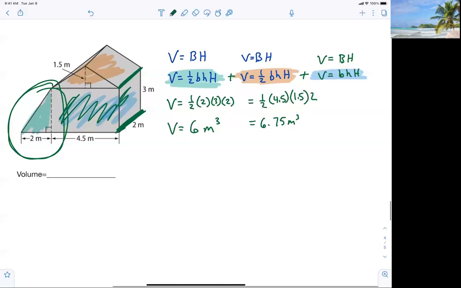Now I need the rectangle. What are the dimensions of the rectangle? 4.5 times 2 times what? Times 3. Beautiful. And what's that? 27. And what am I going to do with those 3 numbers? Add them. So what do we get?